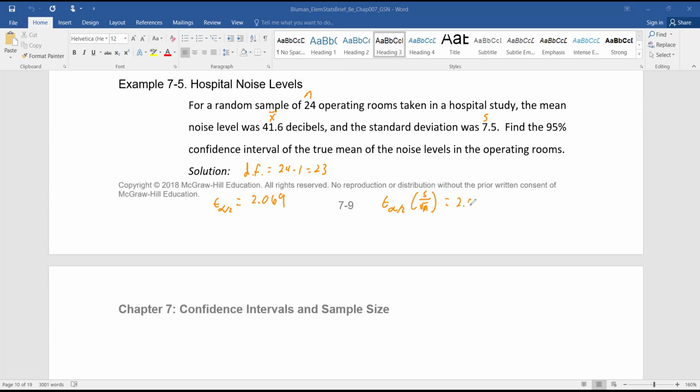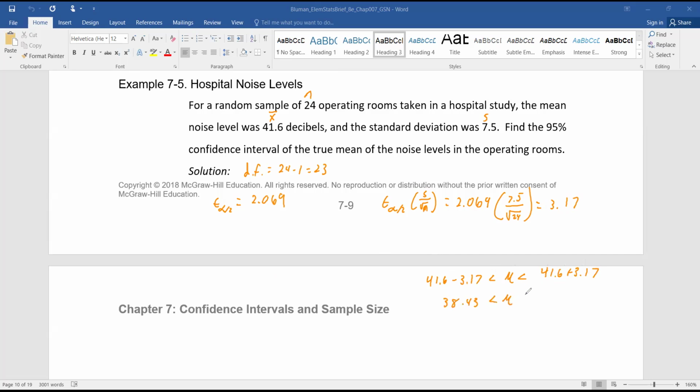Once I have this information, now I just take and I find this guy. So this would be 2.069 times 7.5 divided by the square root of 24. And we do that, we actually get 3.17. Then we take that and we add and subtract that to our mean. So I'm going to write it right here. The mean was 41.6 minus 3.17, and then 41.6 plus 3.17.